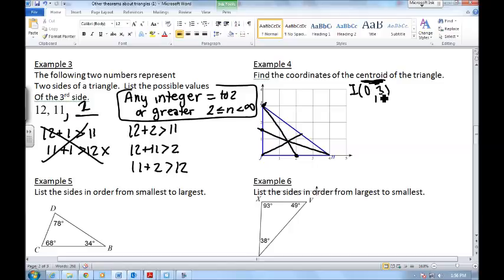Now we need the points for J. Alejandra, what are the coordinates for J? J is right here. 0, 0. And then we need the coordinates for H. Okay, Parker, what are the coordinates for H? 4, 0. Great. And if you recall, the first number is all the x's.